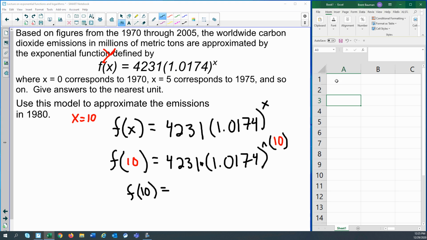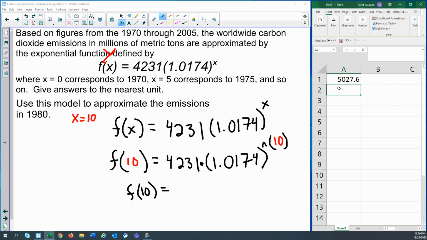So if we go to Excel, you have equals 4,231 times, parentheses, 1.0174, close our parentheses. We have an exponent, and I like to get in the habit of putting exponents in parentheses, just in case we have an operation or something going up there. It's good to put it in parentheses to be safe. So we have it plugged in, double check that we have all the right values, and we hit enter.